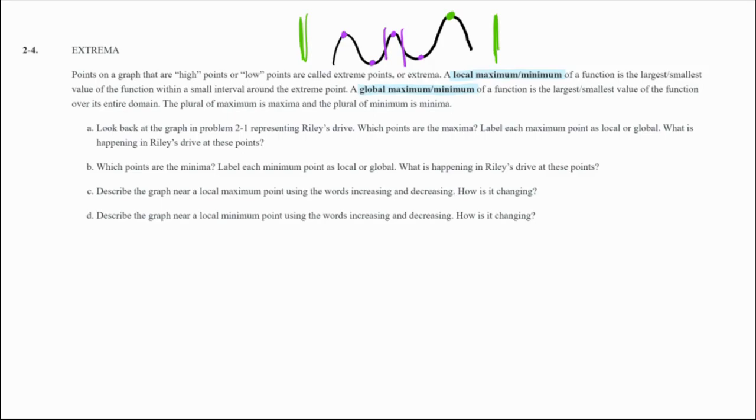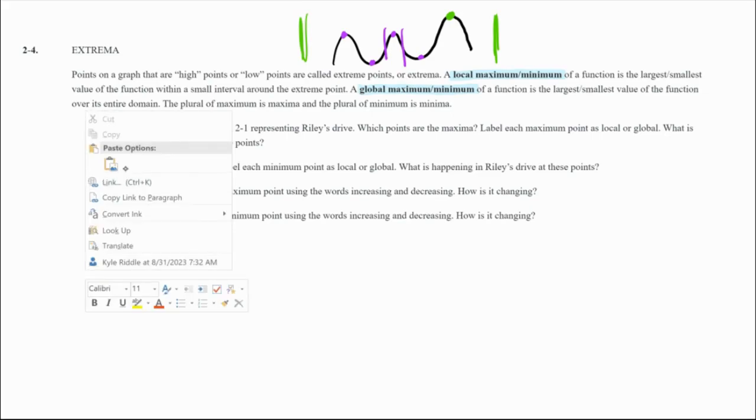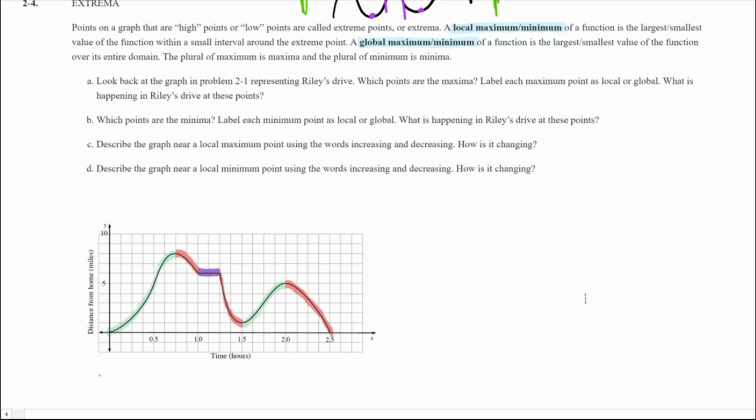So for the actual question, look back at the graph in problem 2-1 representing Riley's drive. Let's go ahead and I'm going to paste this here. So it says, look back at the graph, which points are the maxima? So that's all of them, and I'm going to do that in light green here. Label each maximum point as a local or global. What is happening in Riley's drive at these points?